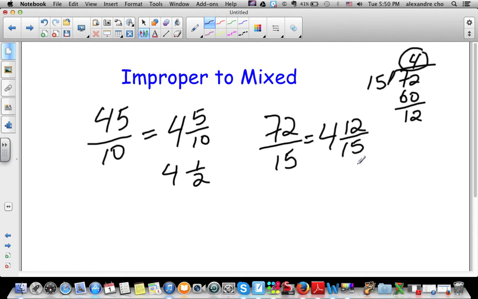To check your answer, you can work backwards, or you can do it again. You can multiply 15 times 4, which is 60, plus 12 is 72, and that's exactly what you have over here.